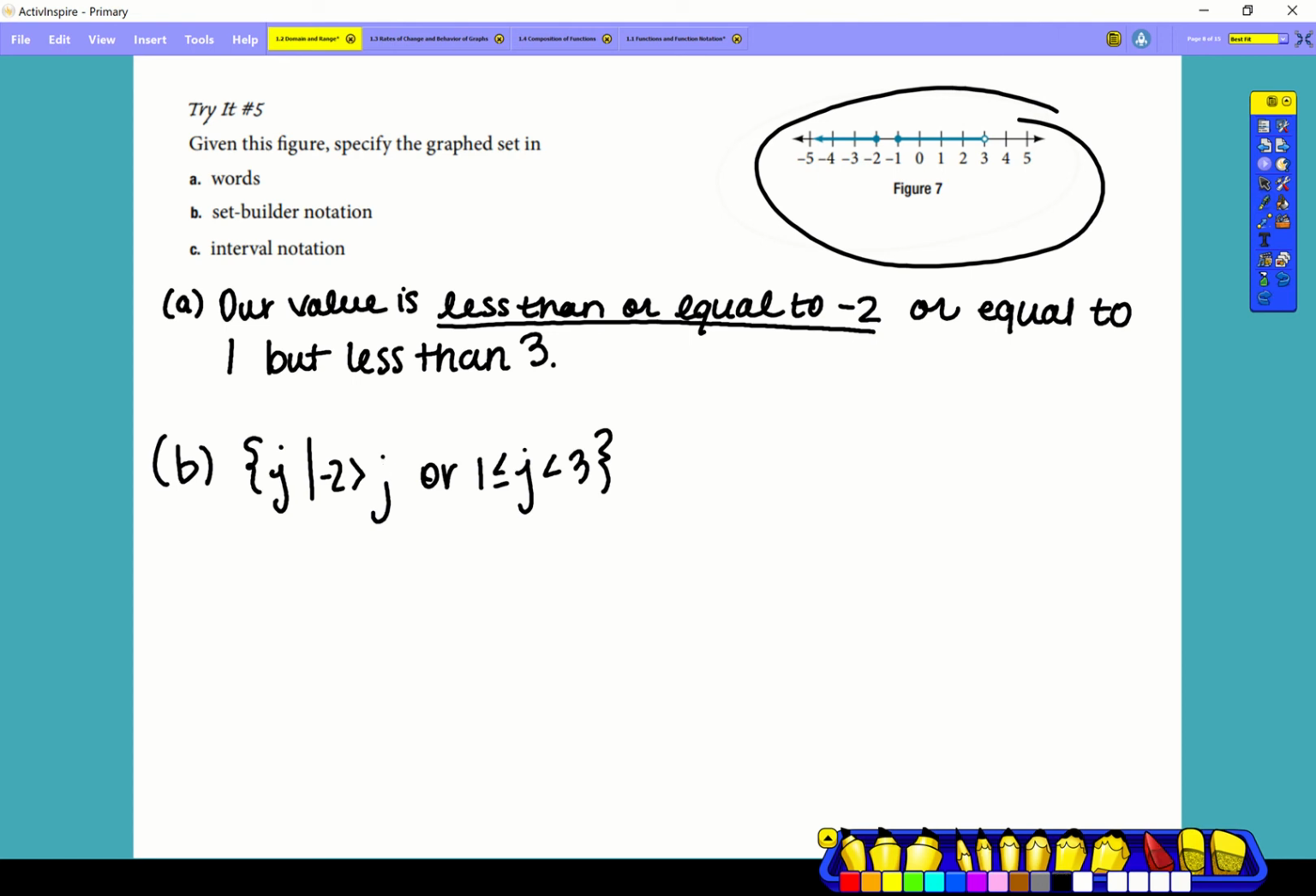I'll rewrite this one. Let me erase the rest of it. Okay. We'll say J is less than or equal to negative 2. Looks good. Okay. Now, interval notation. You would have negative infinity, negative 2, include negative 2, unioned with including 1, comma 3, don't include that 3.